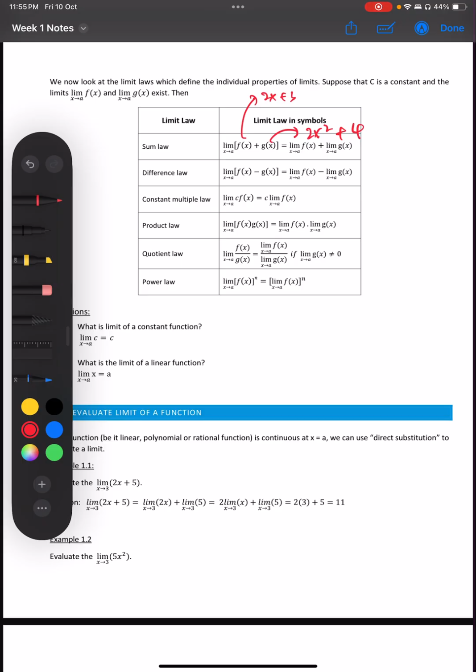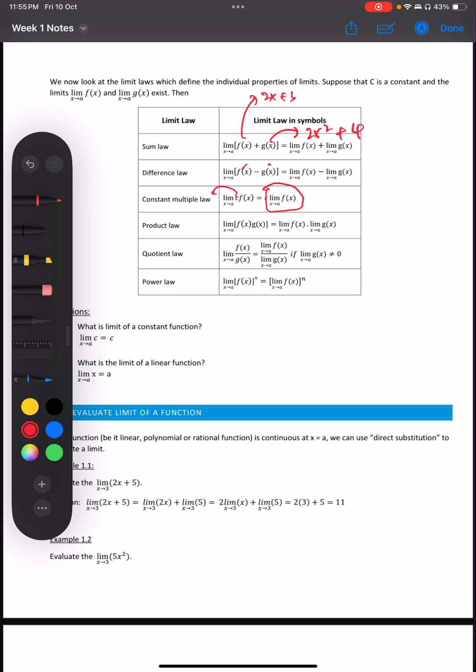approaches a. The difference law also applies the same way. You can separate it, taking the limit of each function here, f(x) and g(x), as shown here. And the constant multiple law: let's say you have a constant multiplied with that function. You can bring the constant outside and take the limit of that function first.